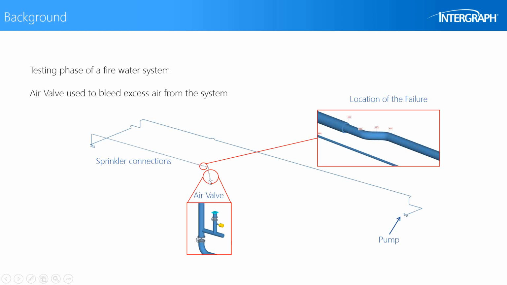At the end of the system here is an air bleeder valve, and this air bleeder valve is used to bleed off trapped air, which begins to fill the system when the system is out of use for a significant amount of time. And we can see the location of failure was shortly upstream of the air bleeder valve.